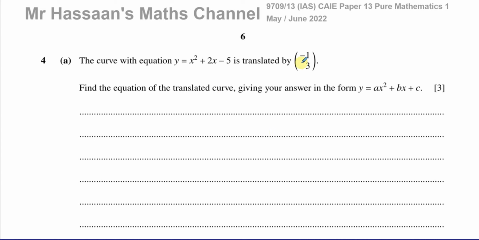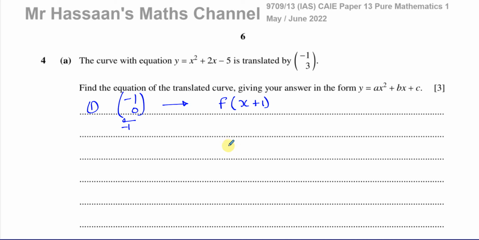So the easiest way to deal with this question is to deal with the transformations that have taken place one by one. There are two things that happened. One, it's been translated horizontally by minus 1, 0. That will cause a change in the graph such that you replace the x with x plus 1, because this is going 1 unit to the left.